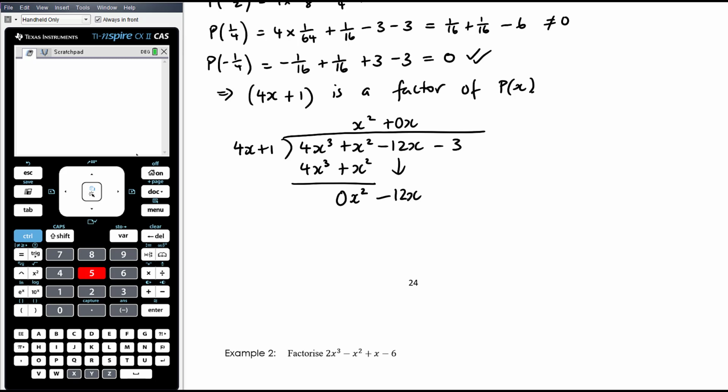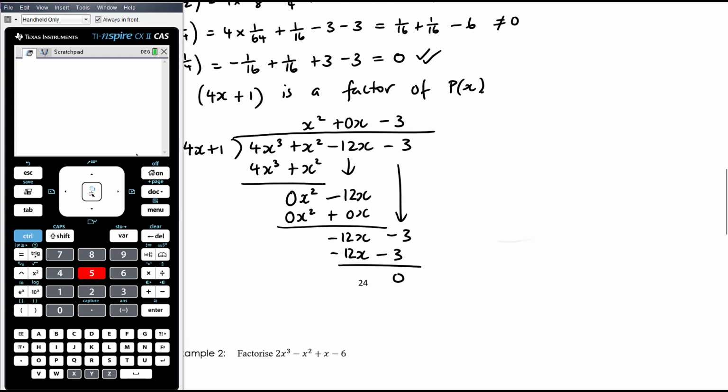So 0x multiplied by 4x plus 1, that's 0x squared plus 0x. The x is obviously irrelevant, I'm just trying to maintain the place value in the columns. And we're subtracting: negative 12x minus 0x is still negative 12x. Bring down the next term, which is minus 3. What do we have to multiply 4x by to get negative 12x? That would be negative 3. Multiply negative 3 by 4x plus 1, negative 12x minus 3. Good, remainder of 0, which is what we want.